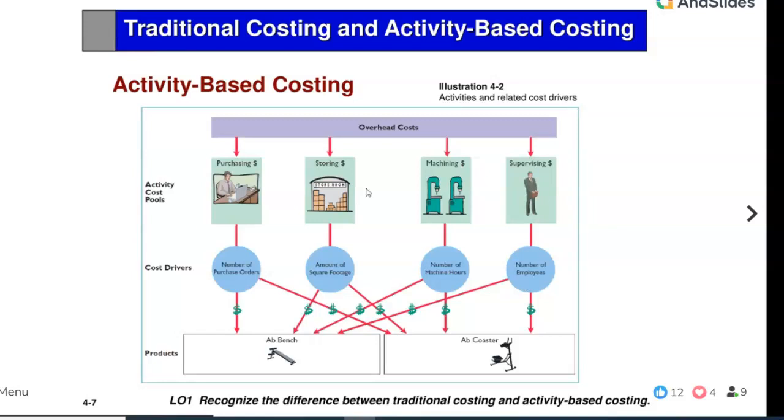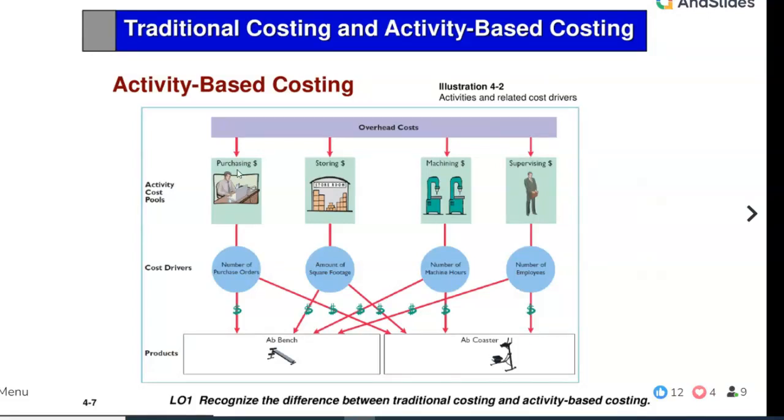So you see, now I have four pools and I have four cost drivers. Now I look at my two products. I have an AB bench, which is simple. If you've done any exercise, you just put your feet under there and you do chin-ups or sit-ups. Or I have an AB coaster, which is a lot more complicated, more parts, more assembly costs, stuff like that. And then I look and I say, okay, AB bench, how many purchase orders would there be in a year? Well, I've got the number of purchase orders and I got that.